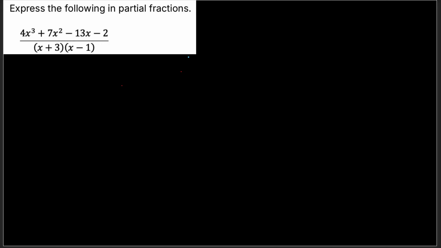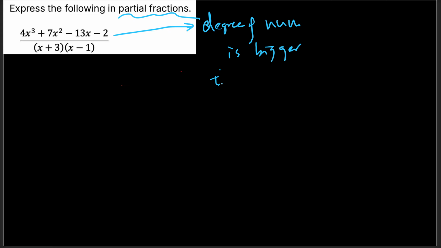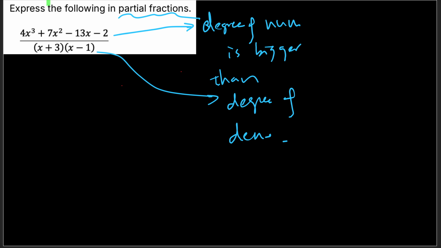Alright, so today I'm going to talk about a partial fractions question. And this partial fractions question is not your usual partial fractions question, because in this case the degree of the numerator, which is this one, is bigger than the degree of your denominator. So in this case, if you pay attention to the degree of your numerator, that is 3.